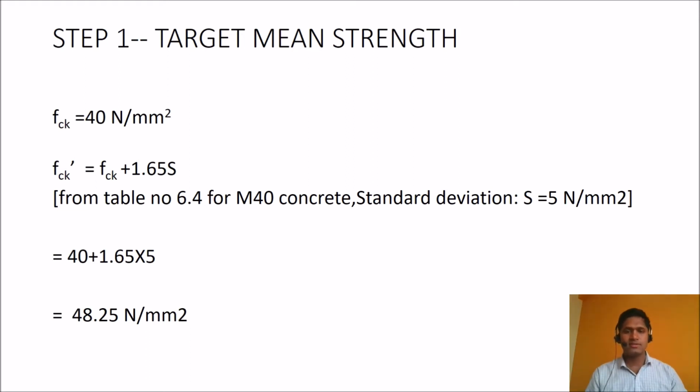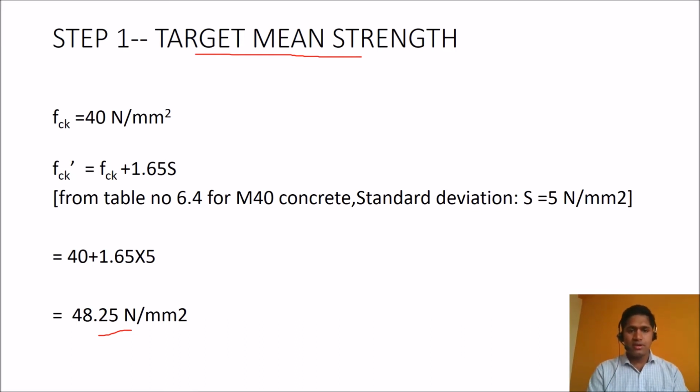First, let us see how to calculate the target mean strength. This target mean strength is very important as far as mix design is concerned, because this target strength needs to be achieved in the laboratory conditions. Once this target mean strength is achieved in laboratory conditions, then you can supply the concrete to the site. Otherwise, it will be very difficult to get the strength. So how is this target strength calculated?